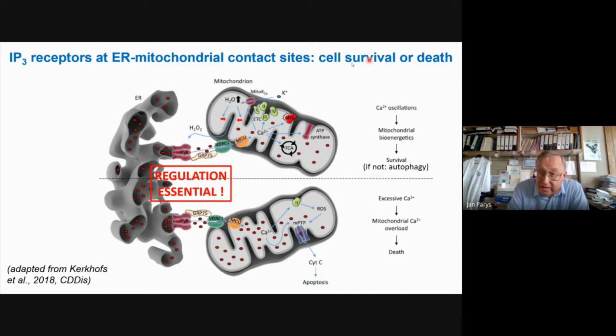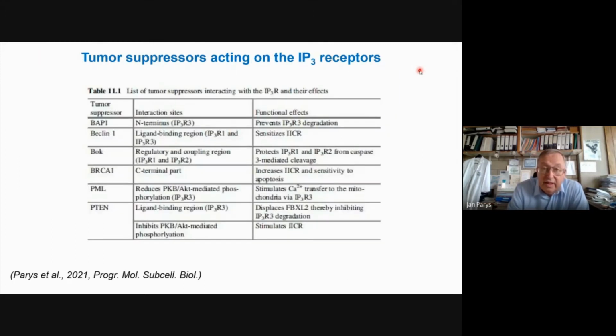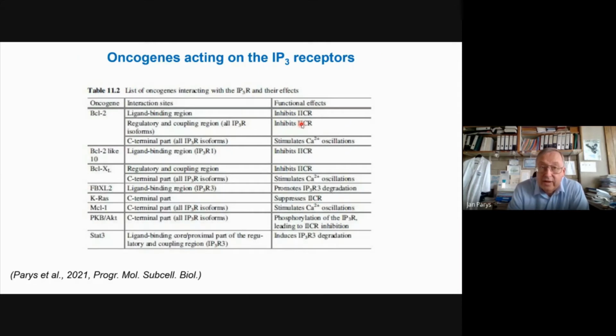And since this is about the choice between cell survival and cell death, it is obviously of importance for cancer cells, and therefore it's not surprising that many tumor suppressors are acting on the IP3 receptor, normally to support IP3 receptor function, while oncogenes, and also a lot of oncogenes, are acting on the IP3 receptors, and they will try to inhibit the IP3 receptor.